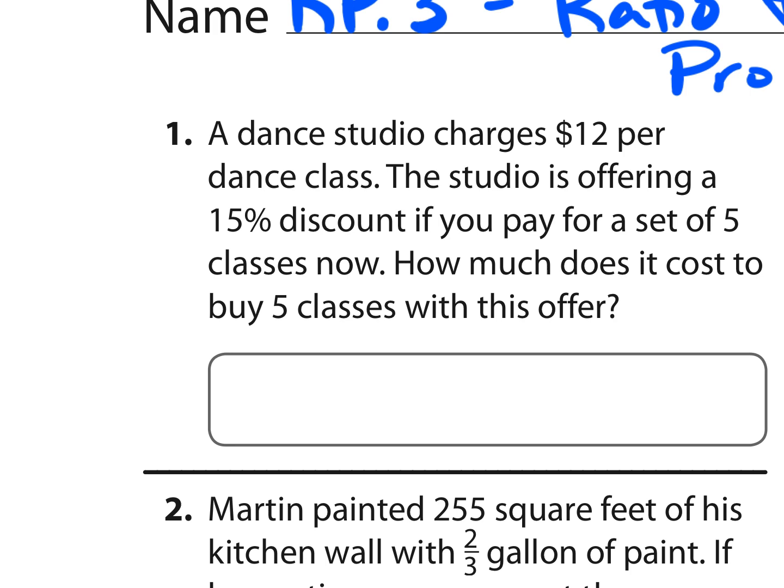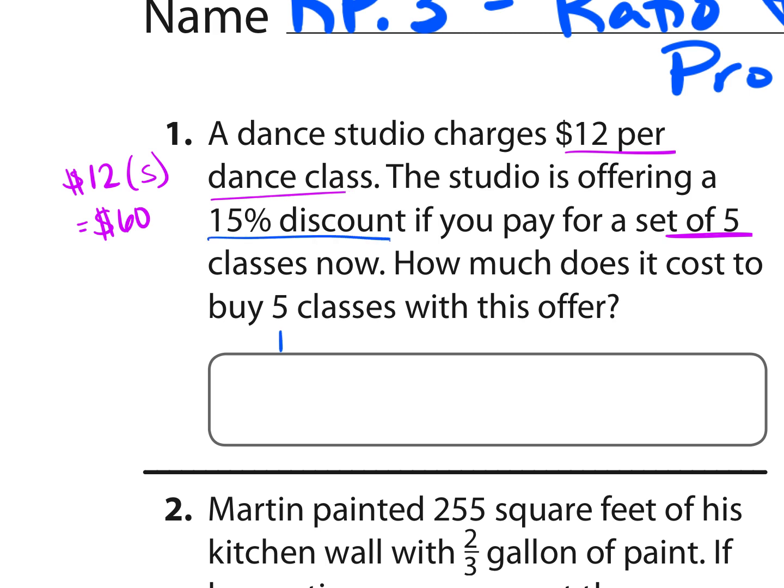Number 1, a dance studio charges $12 per dance class. The studio is offering a 15% discount if you pay for a set of 5 classes now. How much does it cost to buy 5 classes with this offer? Well, we know that it's $12 per class, and there's 5 of them, so we could just think 12 times 5 is $60, and then we know that there is a 15% discount.